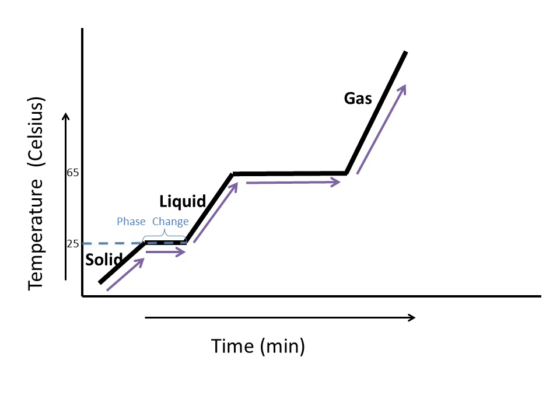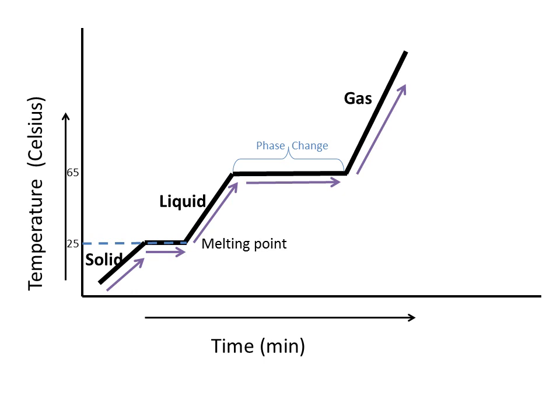This phase change has a number, and to find this number, we go across and we draw a dotted line to the y-axis, and here we see it's 25 degrees Celsius. That number is known as the melting point. The melting point is a specific temperature where the solid will turn into a liquid. So every specific substance has a specific melting point that can be determined. In this case, it would be 25 degrees Celsius.